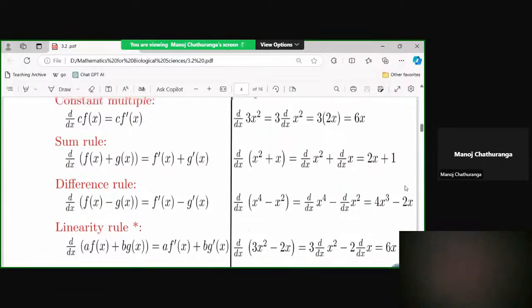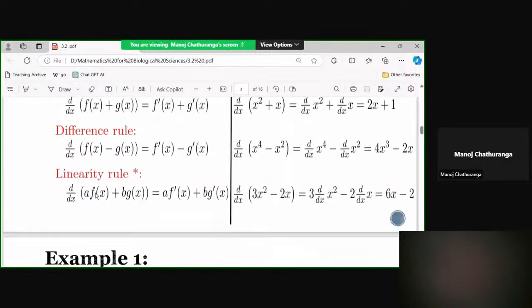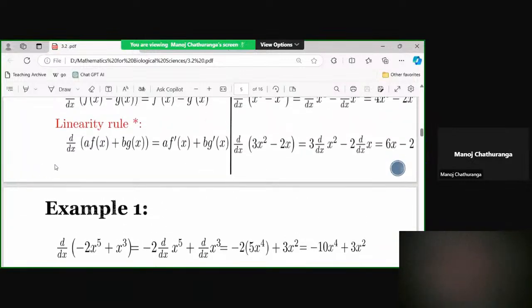Then you can combine all these three rules, the constant multiple rule, sum rule, and difference rule, and write them as a single rule. This is called the linearity rule. The linearity rule is like a combined sum rule and constant multiple rule. Let's differentiate a few functions using these rules.